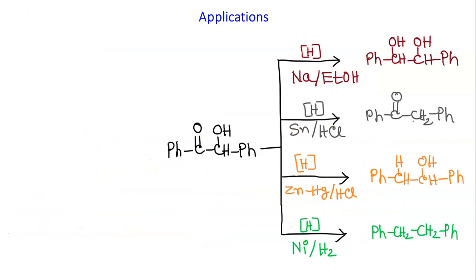Now another application we will see. Actually in this slide you can see so many reactions. So this is the product benzoin, α-hydroxyketone. Okay, and this α-hydroxyketone is actually the product of benzoin condensation or benzoin addition reaction. Now this product we can utilize for different purposes.